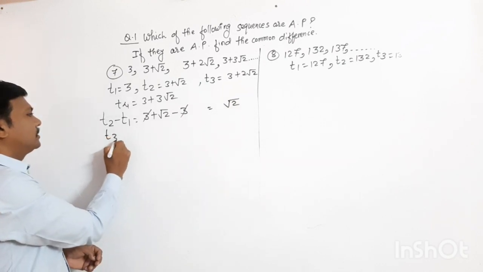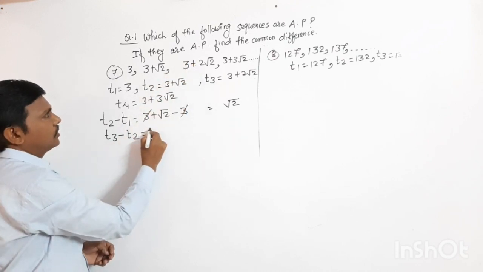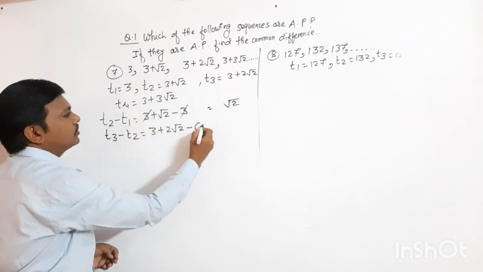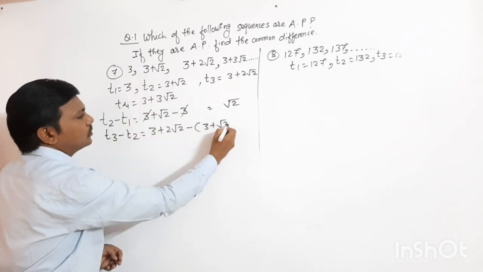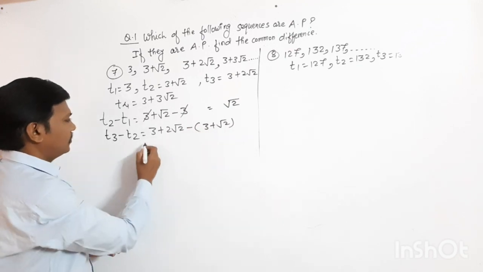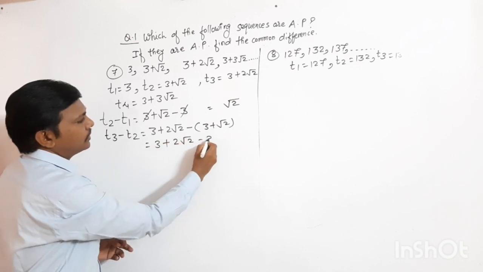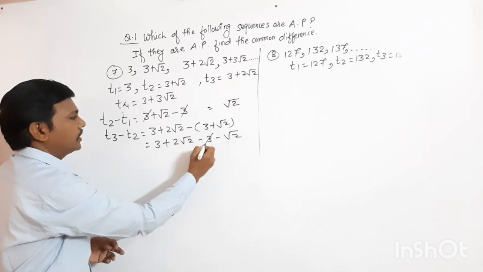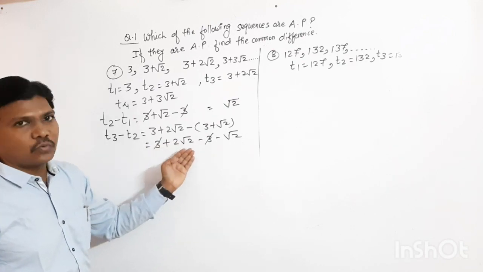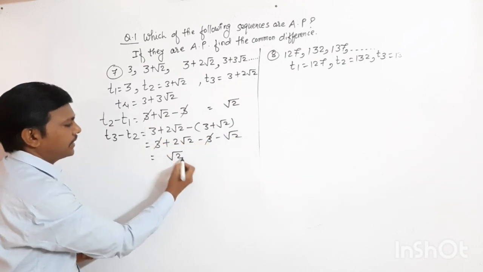Then we find T3 minus T2. T3 means third term, 3 plus 2 root 2, minus second term, that is 3 plus root 2. Because of this minus, we change the signs. So see, next step, that is 3 plus 2 root 2 minus 3 minus root 2. Then minus 3 plus 3 get cancelled, and 2 root 2 minus 1 time root 2, that is 1 time root 2.